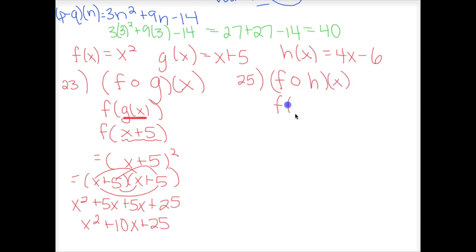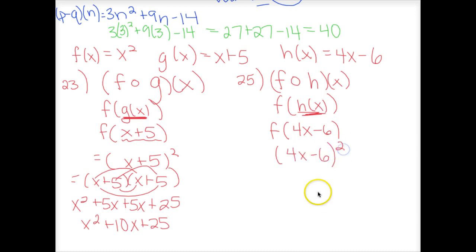So again, that means the same thing as this. So h of x goes on the inside. So f of 4x minus 6, there it is, goes in. So now take that and put it into my f function. So 4x minus 6 is what is getting squared.